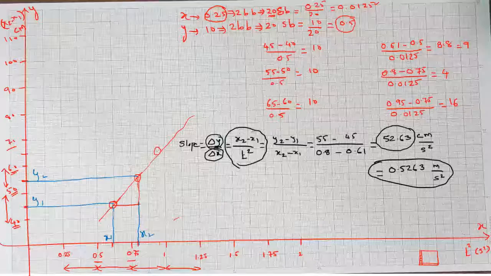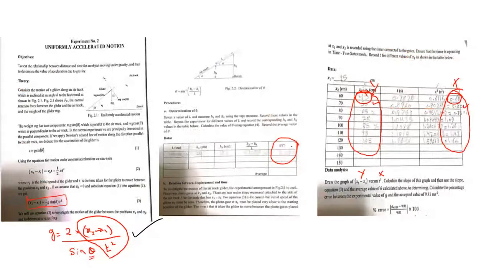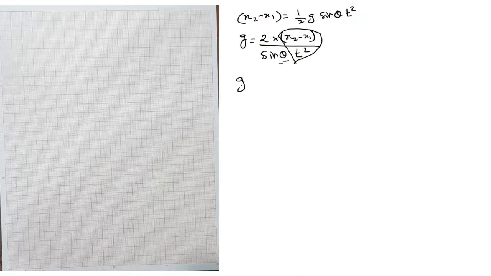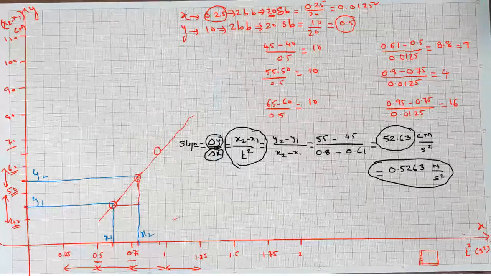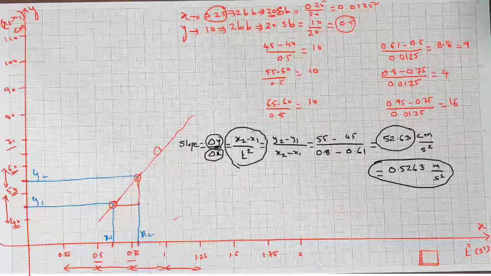Your slope is 0.5263. Am I right? And what is your theta? Your theta value is exactly from the first table. So our theta value here, the student found 6.459. So I'm going to substitute the value. Therefore, my g is equal to 2 multiplied by slope divided by sine theta. Now I am going to substitute the value. 2 multiplied by my slope value 0.5263, divided by sine of my theta value, 6.459.